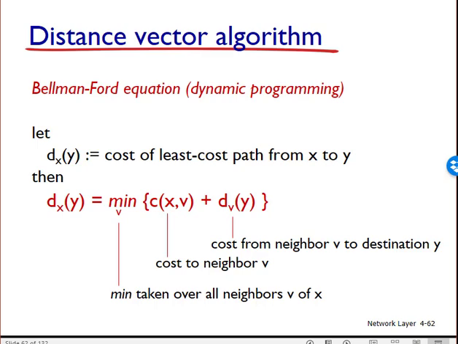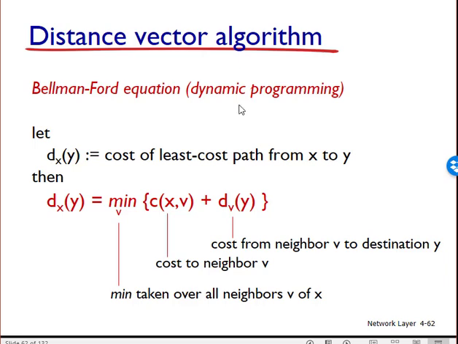Let dx(y) be the cost of the least cost path from node x to node y. The least costs are related by the Bellman-Ford equation as shown here, where the min in the equation is taken over all of x's neighbors. The Bellman-Ford equation has significant practical importance. The solution to the Bellman-Ford equation provides the entries in node x's forwarding table.